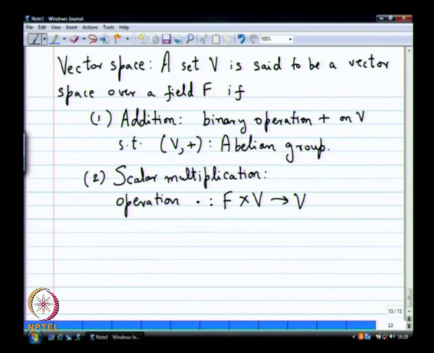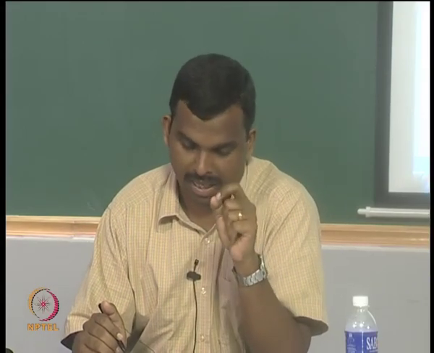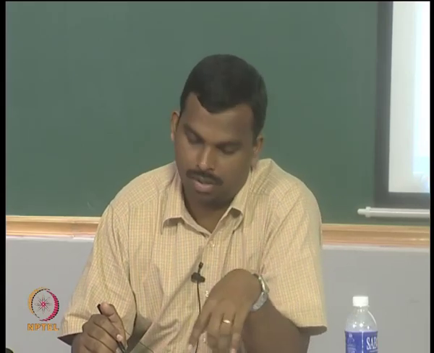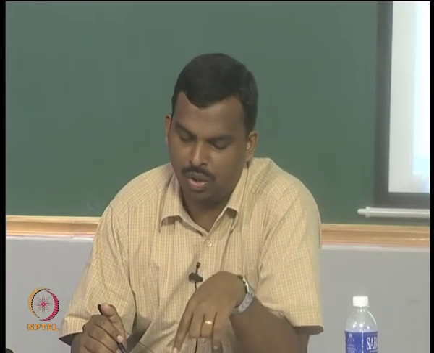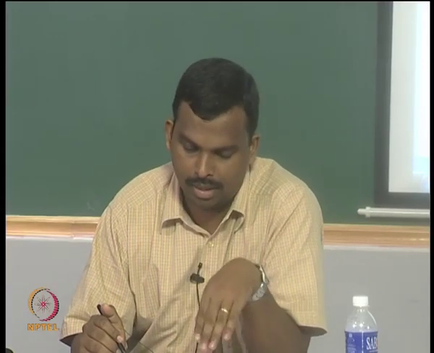What is F cross V? You have a pair, one belonging to F, the other belonging to the vector space, and it takes you to the vector space itself. So that's the scalar multiplication. So it needs an addition under which V becomes an abelian group. The addition is particularly closed, and then the vector space also needs a scalar multiplication. So there should be a scalar multiplication operation which goes from F cross V to V. Basically we usually think of this as a scalar multiplying the vector V, giving you another vector. These are the two conditions.